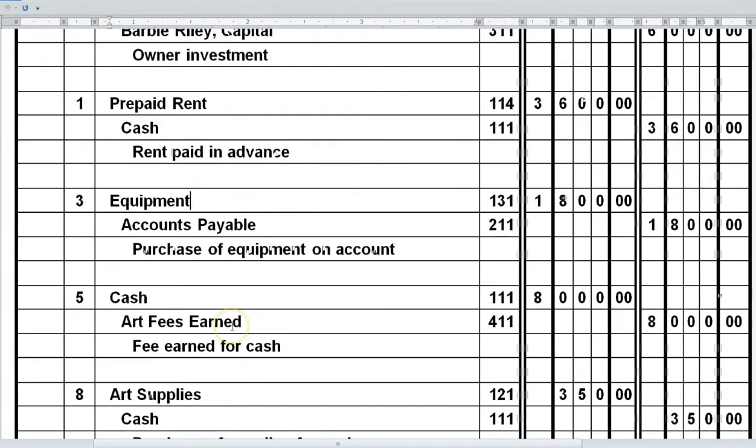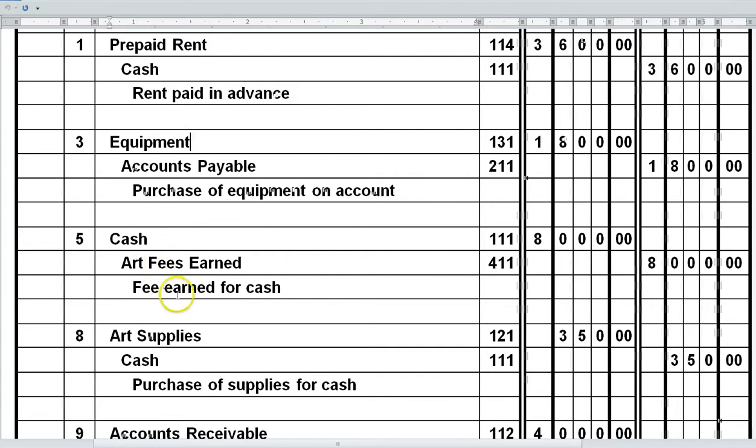And a brief explanation. We earn money and receive the cash immediately for the performance of our service. Add to cash, add to art fees earned. These must be exactly as the chart of accounts indicates. So that we add to cash with a debit, we add to art fees earned with a credit.